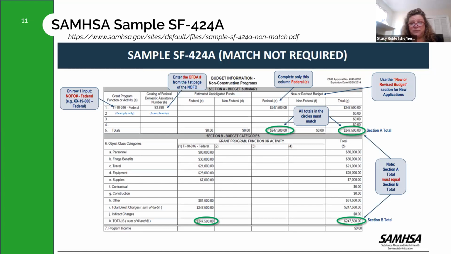Remember I talked about the SF424A? This is what that form looks like, and you can see SAMHSA has actually put out a sample for you to tell you how to fill that out, which can be very helpful because sometimes these forms can be a little confusing and not necessarily user-friendly or intuitive. But they're not that complicated, and we'll be here to help you. Next slide.